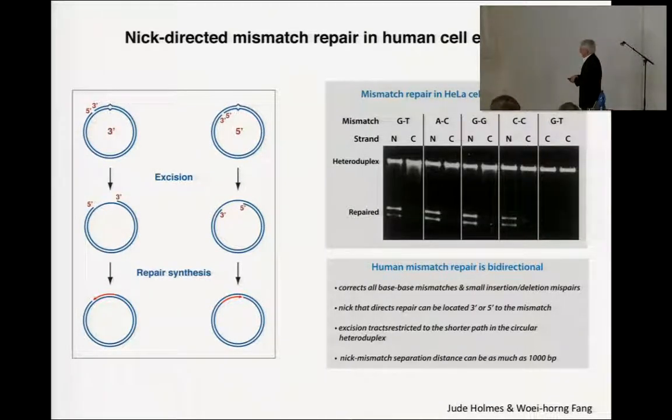And Weihorn Fong, another student in the lab at the time, showed that excision repair tracts produced on these DNAs are restricted to the shorter path between the two DNA sites, regardless of 3' or 5' placement of the strand break. Again, it's excised along the shorter path. And so this suggested a bidirectional excision capability reminiscent of that I've described in the E. coli pathway. And that turns out to be true, but as you'll see, the underlying mechanism is very different.